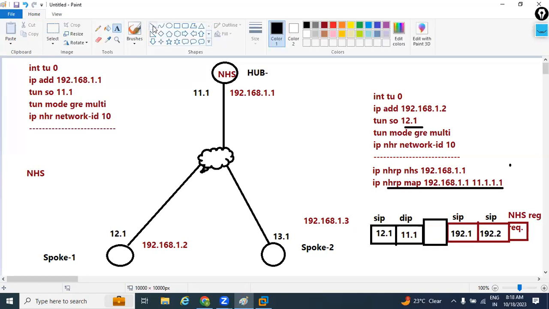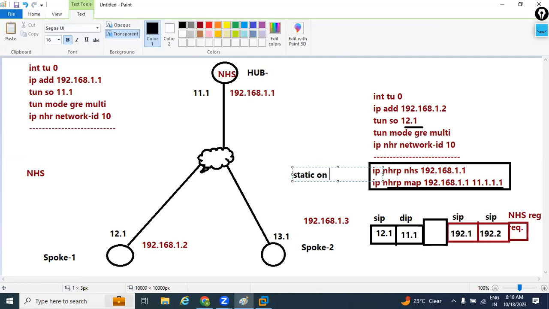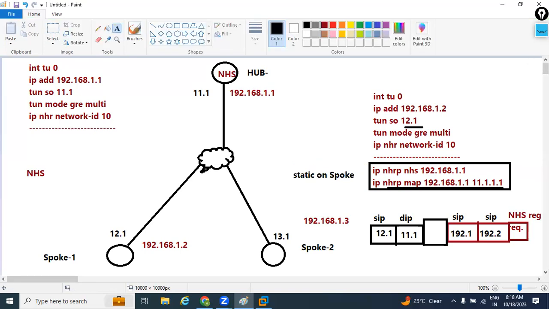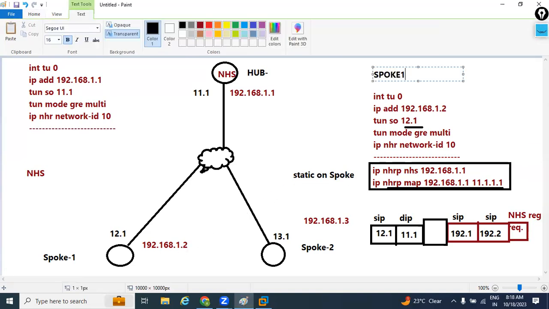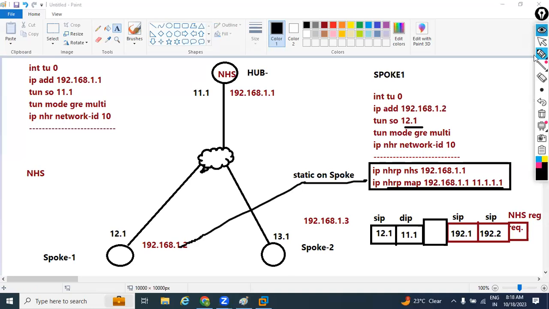So this entry is static. This is static only on the spoke. But once it sends the request, because this is updated in the NHRP table of what? Spoke 1, because this configuration is about which device? Spoke 1 here. So when this request reaches the NHS, the registration would happen.